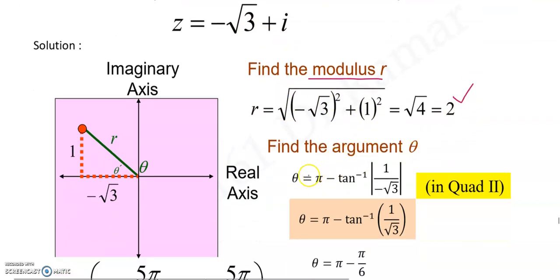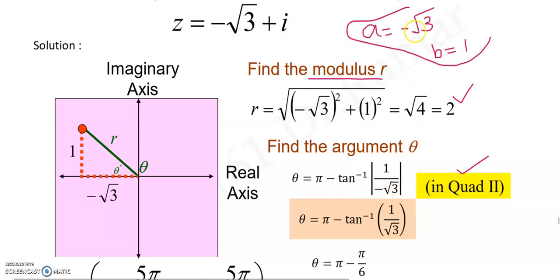Now, what is theta? See here, this number is in the second quadrant. See here, given complex number in the second quadrant. So theta is nothing but pi minus alpha, what is alpha? That is tan inverse of b by a. What is b? That is here 1. What is a? That is here minus root 3. That is a is equal to minus root 3, b is equal to 1. So theta is equal to pi minus tan inverse of 1 by root 3.